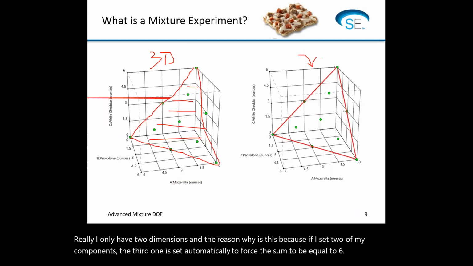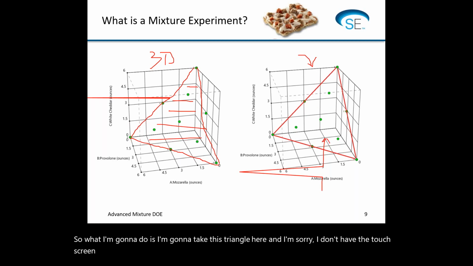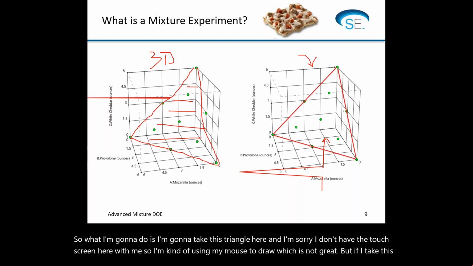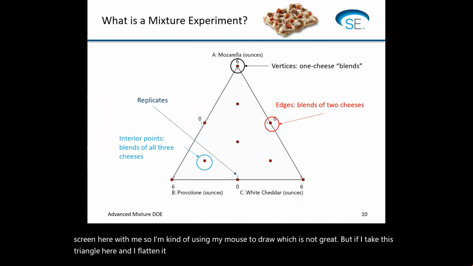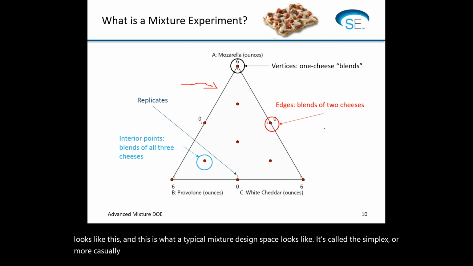So what I'm going to do is take this triangle here, and I'm sorry I don't have the touch screen with me, so I'm using my mouse to draw, which is not great. But if I take this triangle and flatten it out, put it on flat paper, I end up seeing something that looks like this, and this is what a typical mixture design space looks like. It's called a simplex, or more casually, a triangle.